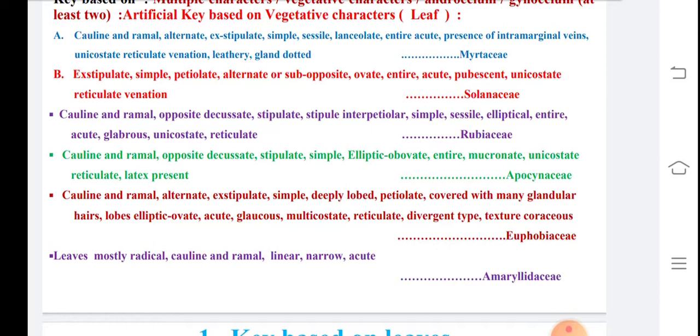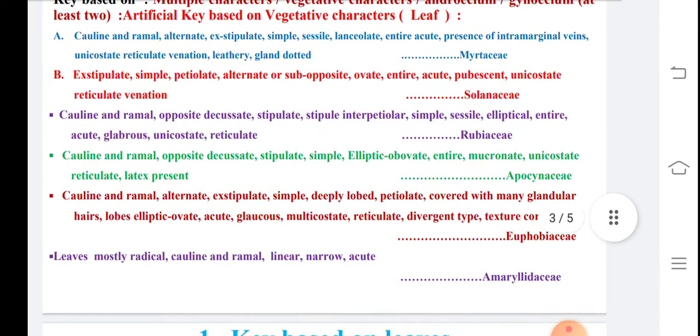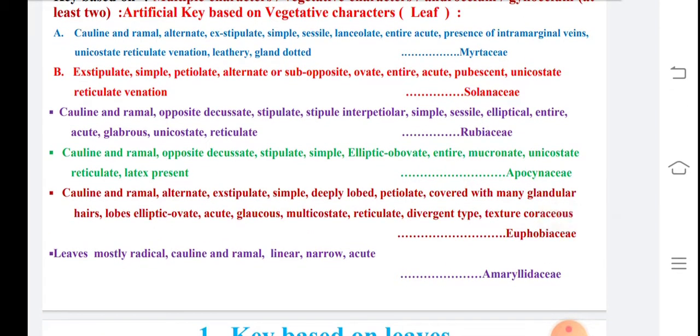And the last family Amaryllidaceae, example tuberose. So here leaves are mostly radical, that is developing from the bulb, then cauline and ramal on the main stem also after growth, and on the branches also, then linear and narrow. So all this is a basic discussion for our today's practical.